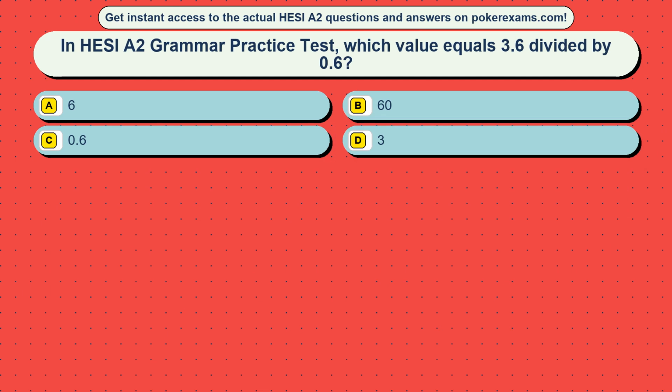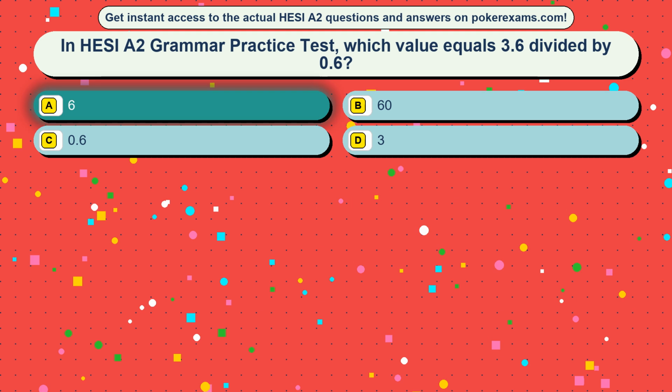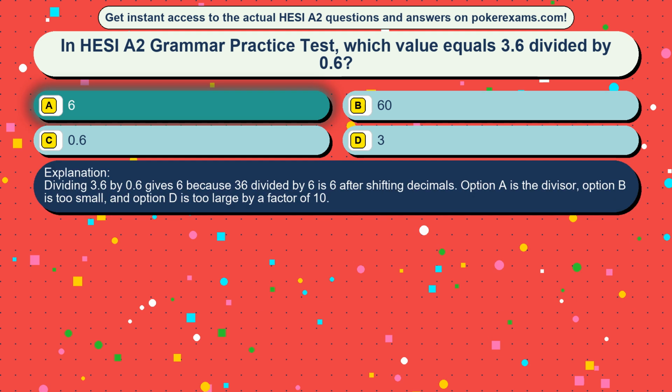Question 23. In HESI A2 grammar practice test, which value equals 3.6 divided by 0.6? Option A, 6. Option B, 60. Option C, 0.6. Option D, 3. The correct answer is option A, 6. Dividing 3.6 by 0.6 gives 6 because 36 divided by 6 is 6 after shifting decimals. Option C is the divisor, option B is too large by a factor of 10, and option D is too small.